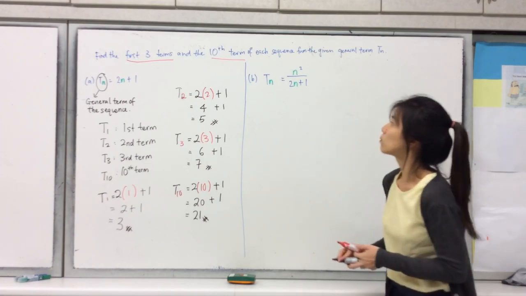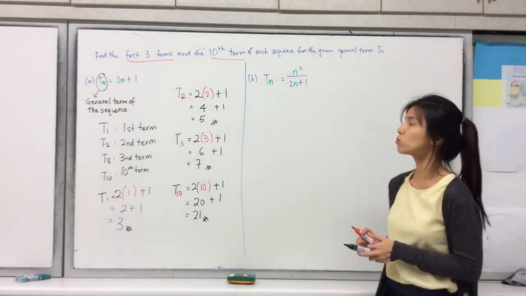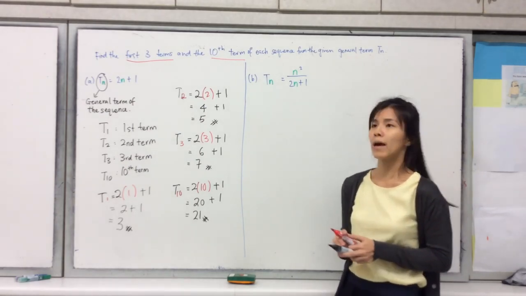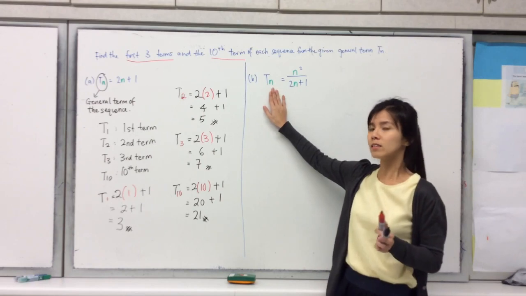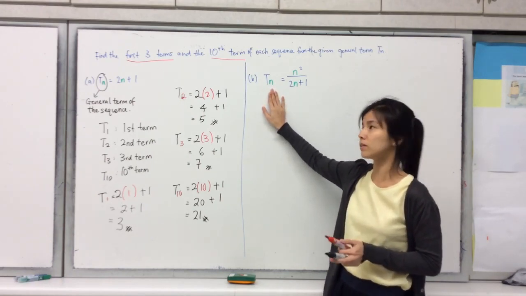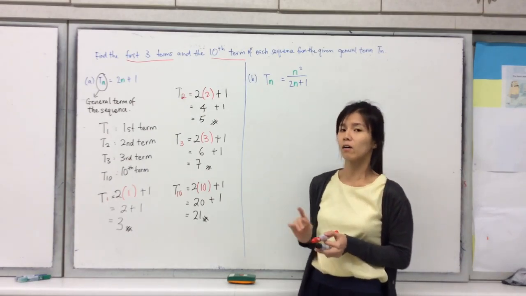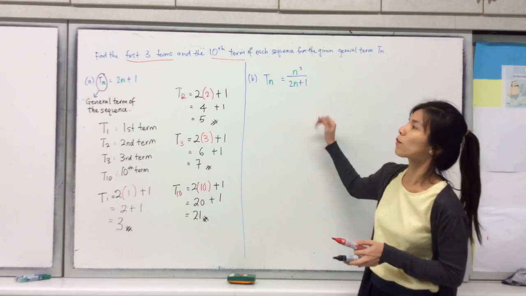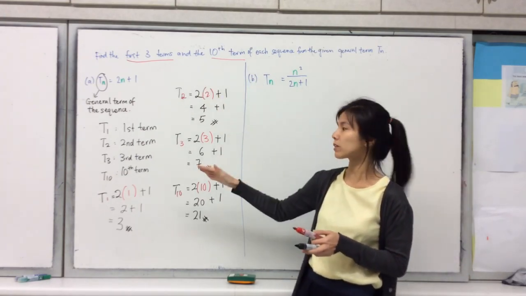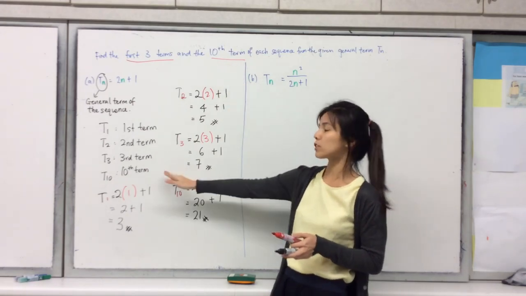Okay? Now, move on to the second part, which is part B. We have Tn equals to n squared over 2n plus 1. Similarly, you realize that this n in Tn, which is the general term of the sequence, is the same as these 2 n's on the right-hand side of the general equation. Now, same thing, you're supposed to find the first 3 terms, and we know that the first 3 terms is T1, T2, T3, and you have to find the 10th term, which is T10.